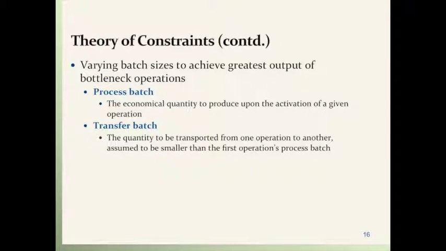So one of the things is that by varying batch sizes, you can achieve the greatest output of the bottleneck operations. So there's process batch, which is the economical quantity to produce upon the activation of a given operation. And then there's transfer batch. It's the quantity to be transported from one operation to another, and it's assumed to be smaller than the first operation's process batch.